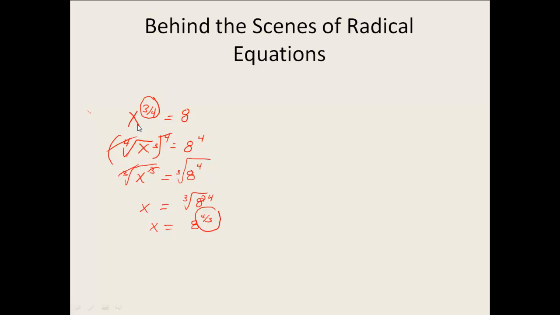So when I start with x to the 3/4 power, in order to completely get rid of it, I need to raise everything to the 4/3 power. Now if we use our rules of exponents to look at why that happens, when I have a power of a power, I multiply my exponents. So if I took x to the 3/4 raised to the 4/3, I would end up with x raised to the 12/12, which in turn is just x. That is what I'm always trying to solve.